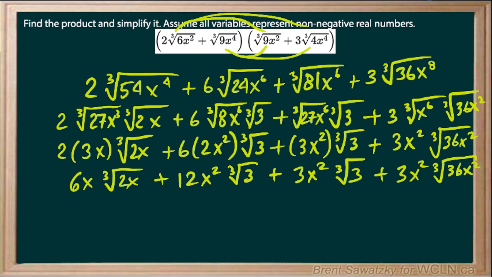Let's see, do we have any like terms? We do. We have x squared and cube root 3. So we put those together. 15x squared cube root 3. So that looks after those.